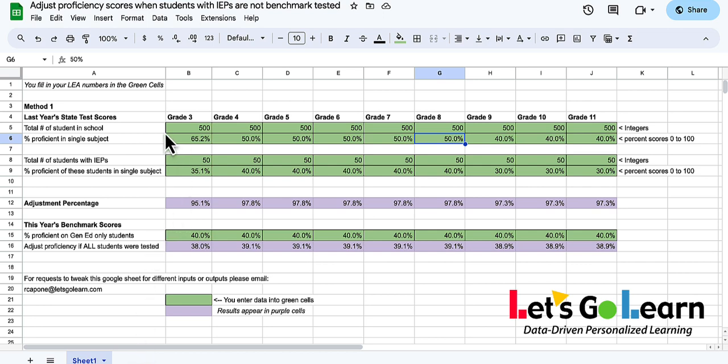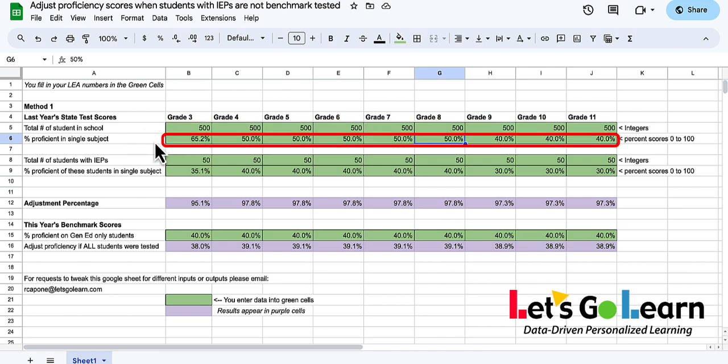So you say, fine, let's take our data from last year. And so here it is. You put in how many students took the test total for each grade, and you're going to fill in everything in the green cells. So 500 in third grade, whatever it may be. You put it all the way through 11th grade. Then you enter in your score that you got. So what was a proficiency score? You enter in those percentages.